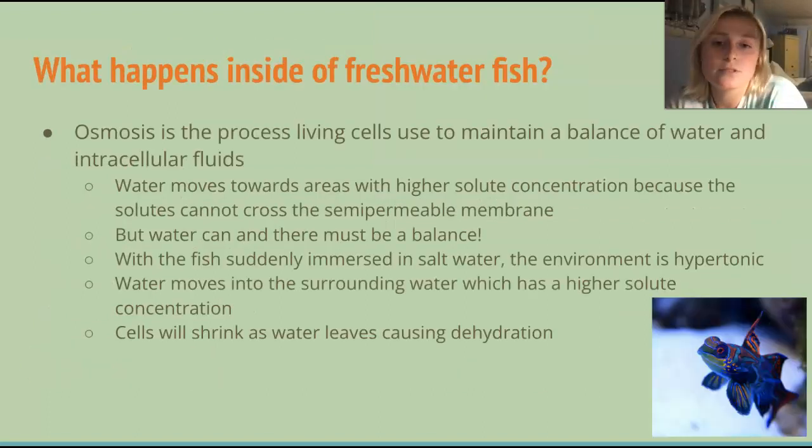So I started talking about this already, but through osmosis, which is what living cells use to maintain a balance of water and intracellular fluids, the fish are suddenly immersed in an environment that has a much higher salt solute concentration than they do inside of them. So the water exits their body from their membranes into the surrounding water because the salt calls to it, supposedly. And that causes them to dehydrate. I mean, the water leaves their body.